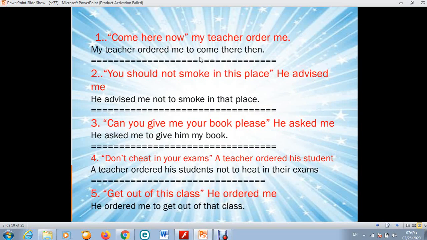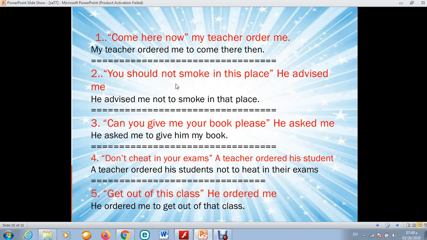My teacher ordered me, "Come here now." Positive or negative command? It's a positive. My teacher asks me to do something, to come here now. So when I change this command from direct to indirect, I start with my teacher ordered me. Then I use the connector to, because this is a positive command, then come. And here changes into there. Now changes into then. So my indirect sentence will be: my teacher ordered me to come there then.